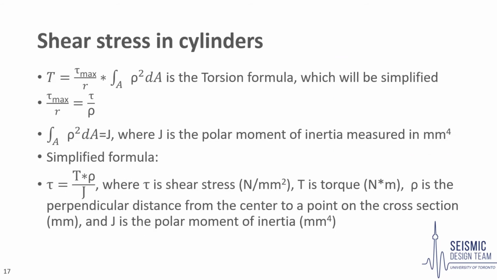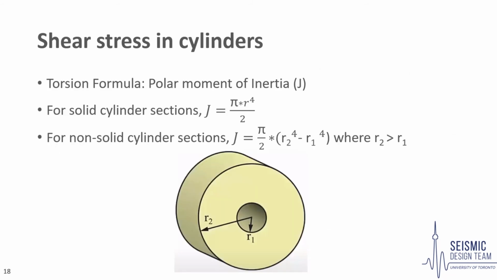This formula can be further broken down. The maximum shear stress divided by the radius may be generalized to shear stress over rho. The integral of rho squared over the cross-sectional area is a factor called the polar moment of inertia and is measured in millimeters to the power 4. This simplified formula, rearranging to isolate the shear stress, is: shear stress is equal to torque multiplied by rho over the polar moment of inertia. The polar moment of inertia, J, is a section property.